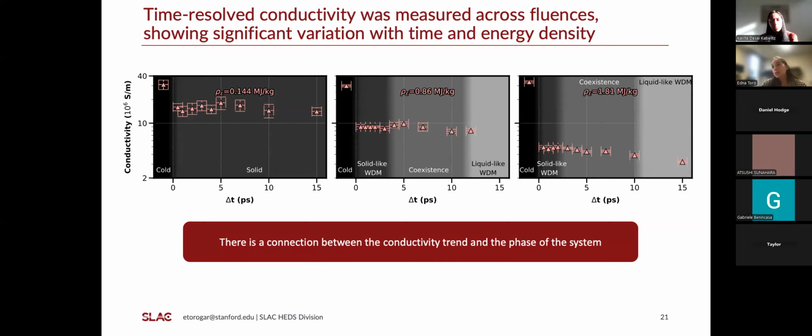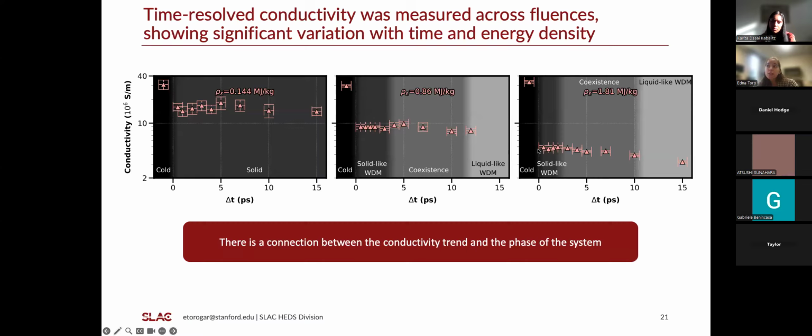So in this case, you can see that we start with a cold system that has a high conductivity. As soon as you excite it, the conductivity drops really quickly. And then once you are in the solid region, so in this region where you'll still have a lattice present, you seem to have a stable conductivity for all cases. So a conductivity that doesn't seem to change a lot.